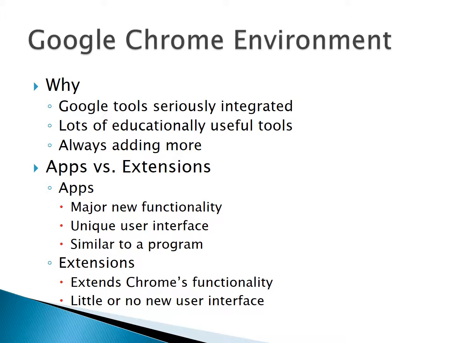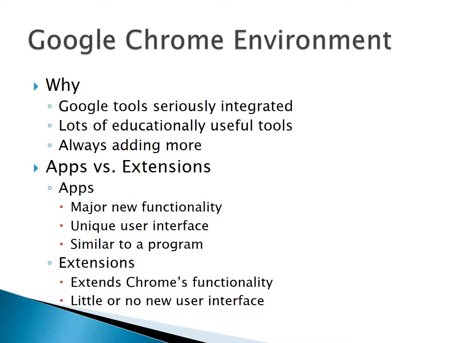So when we open up an app, it's like a program. It's like we've installed Photoshop or some other program on our computer. It has its own tools and it does something very significant. By comparison, an extension often does something very simple. An example might be a Pinterest button. So we add this button through an extension to our browser, and then we can just click on that button and pin things into our Pinterest space.